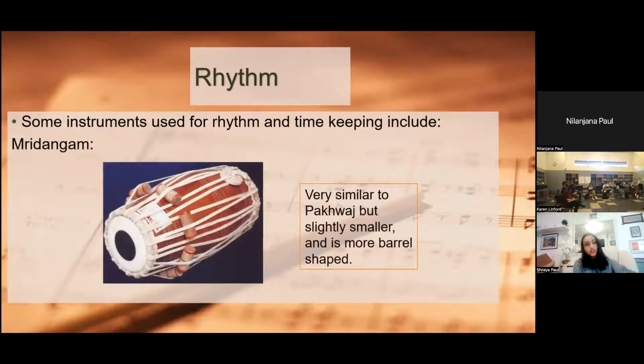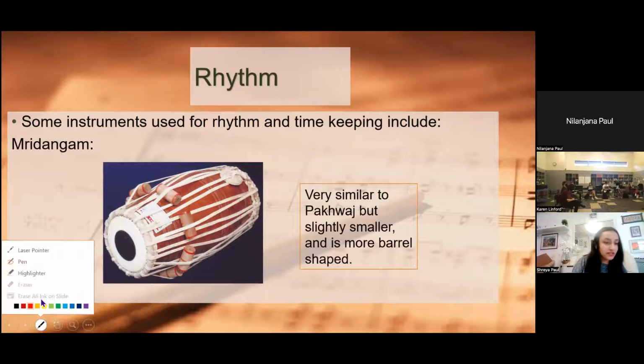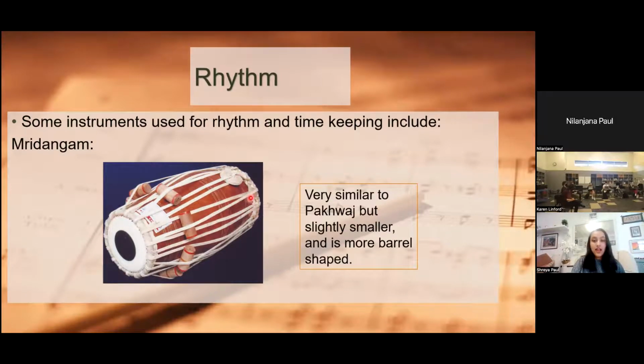Then we have the mridangam. This is also a Carnatic instrument, and it's made out of wood and leather mainly. You would hold it like this. It's an oval shape. You would hit the sides, where the black thing is. So you would hit this side and this side. And to tune it, you would take a hammer and hit these wooden pegs up and down to change the pitch. It's very similar to another instrument called the pakwaj, which we are coming to.